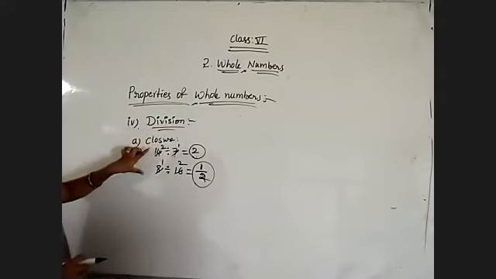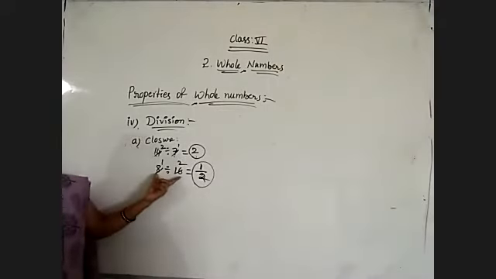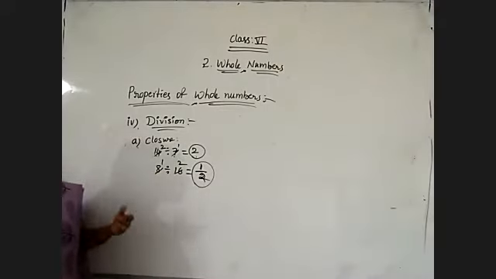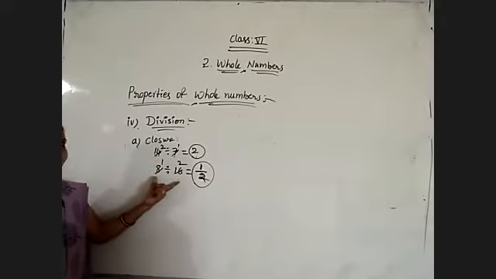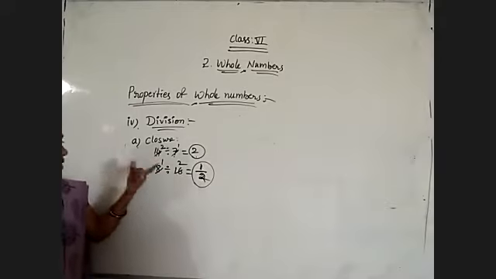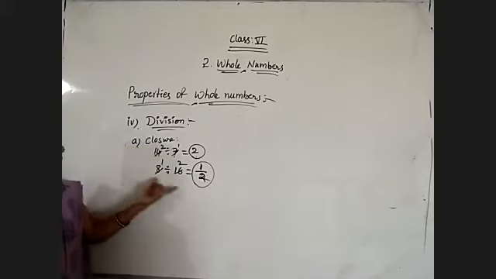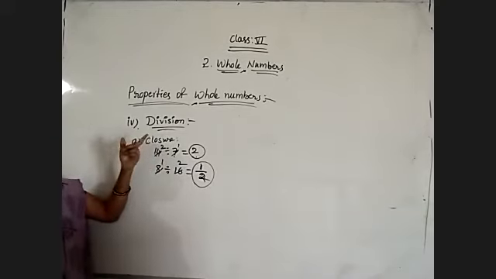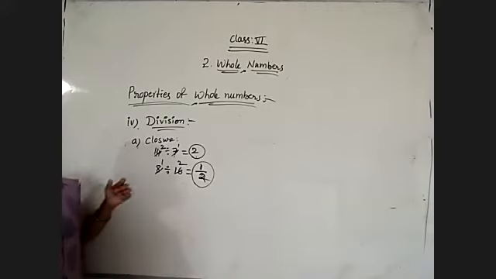When we are dividing any two whole numbers, we must get the result also a whole number. But it is possible for some of the cases. For all the cases, it is not obeyed. So that's why closure property is not suitable for whole numbers under division. Okay, closure property is suitable for addition and multiplication, not suitable for subtraction and division.